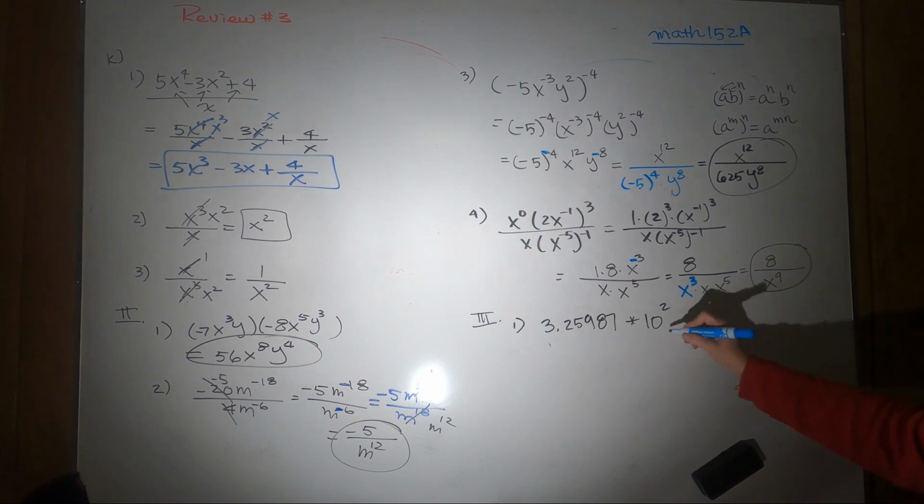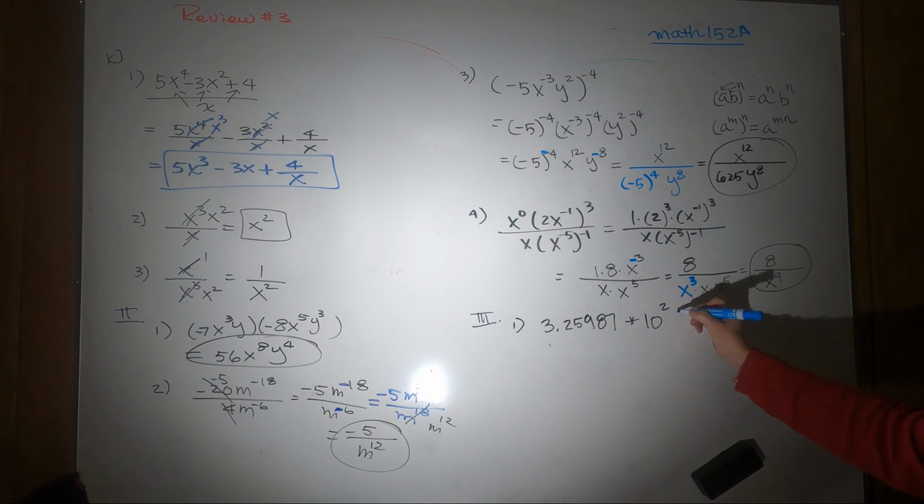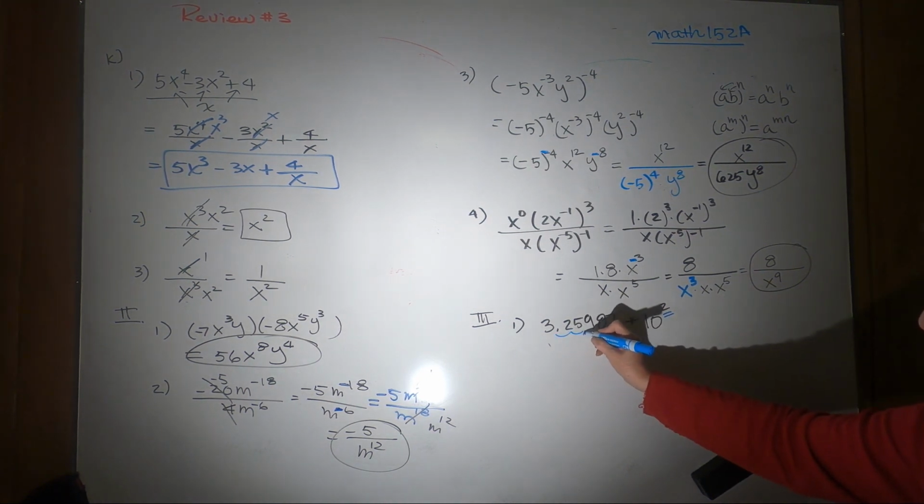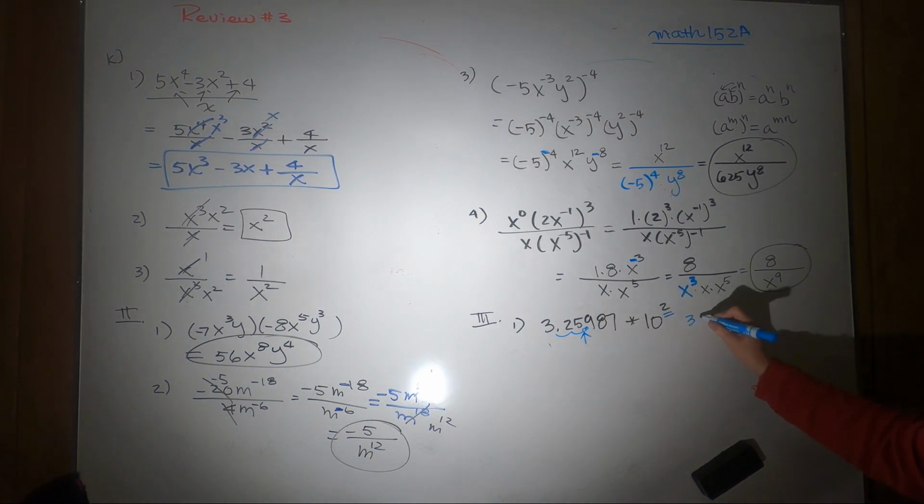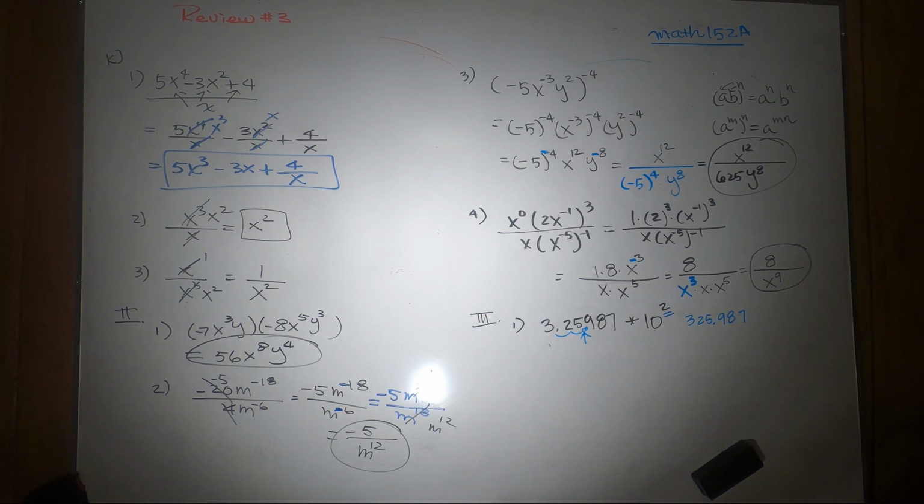Small number times 10 to the positive power, it becomes bigger, right? Bigger, move how many places for the decimal point? 2. So if it's bigger, you move to the right. 1, 2, right? So it should be here. So what's your final answer? 325.987. Don't drop any of your digits, right? You need all the numbers for the accuracy of the original numbers.